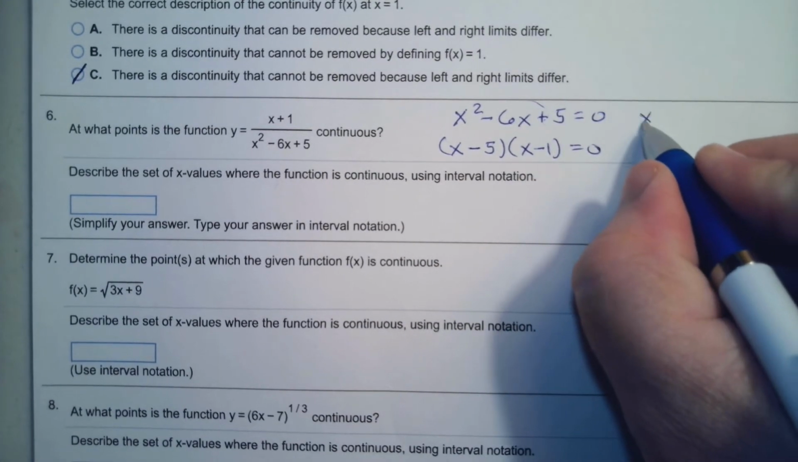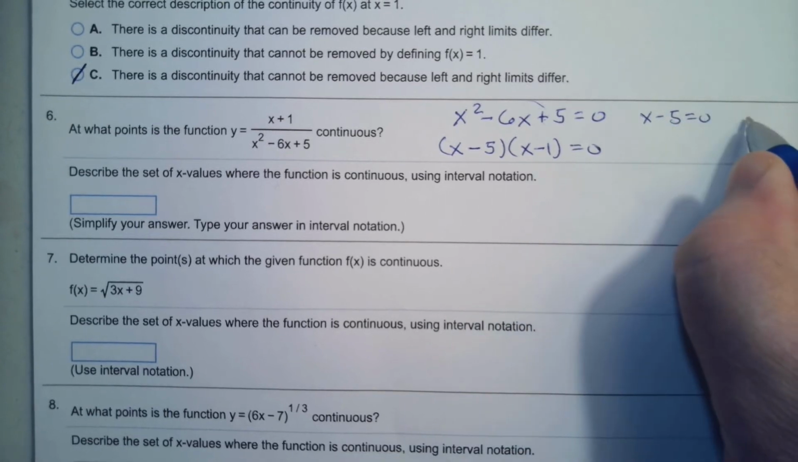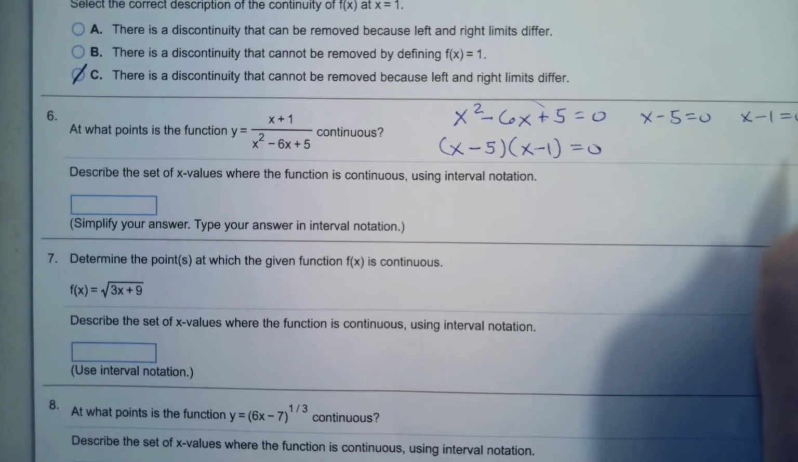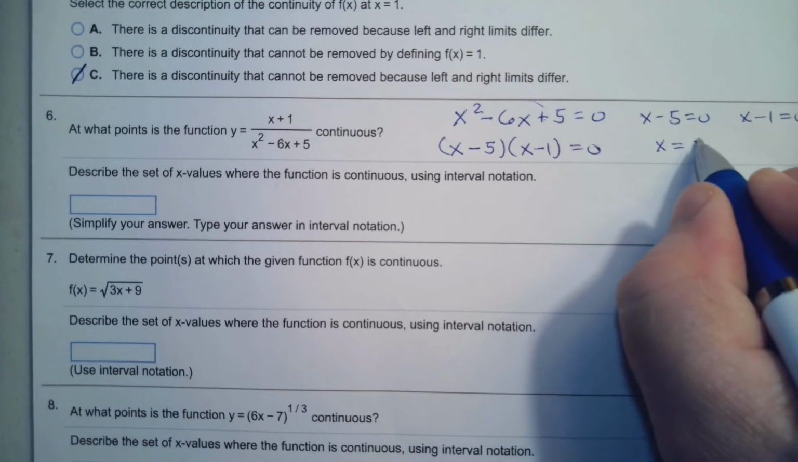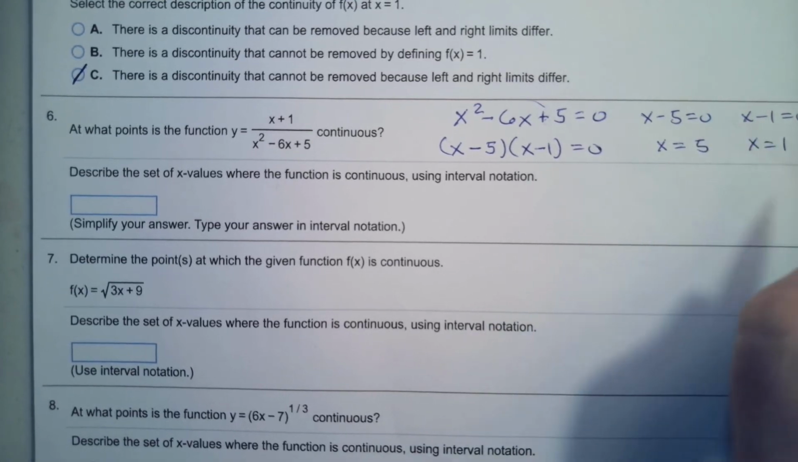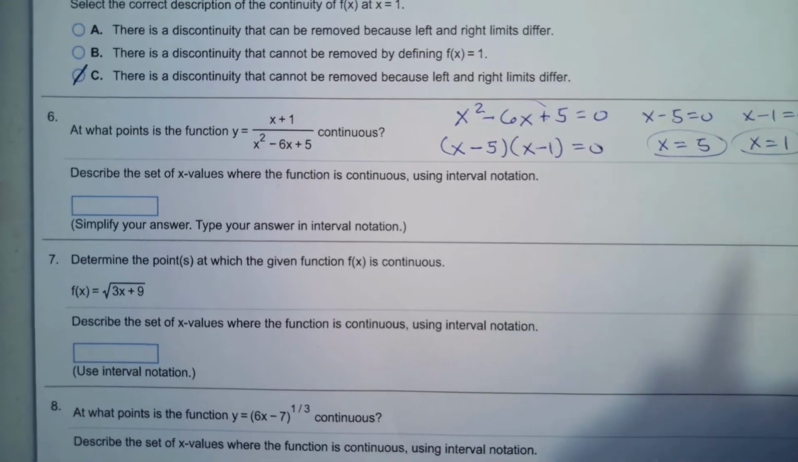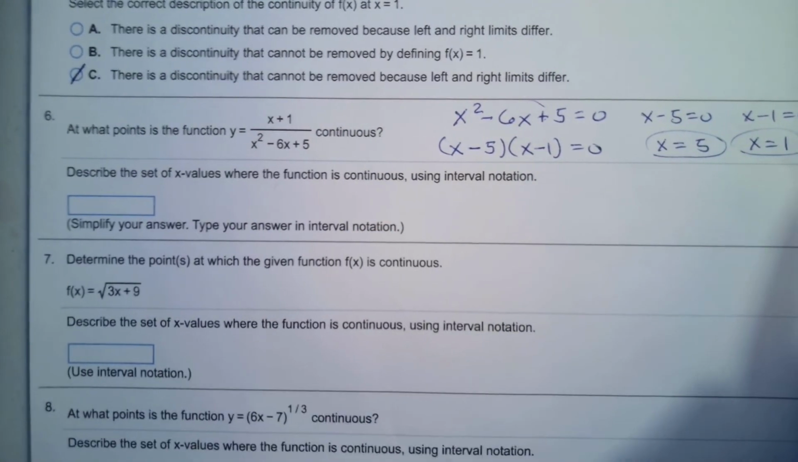So here, now I set both of those equal to 0. I get, these are the points of discontinuity. These two make the bottom equal to 0.